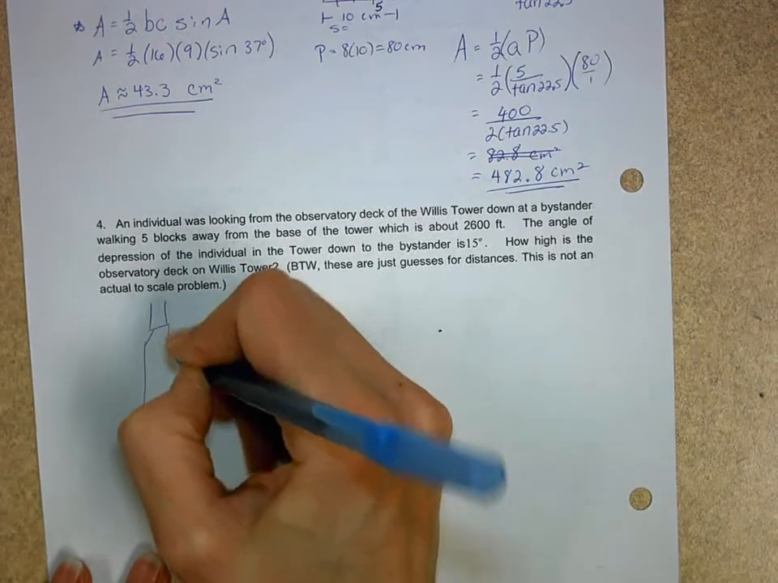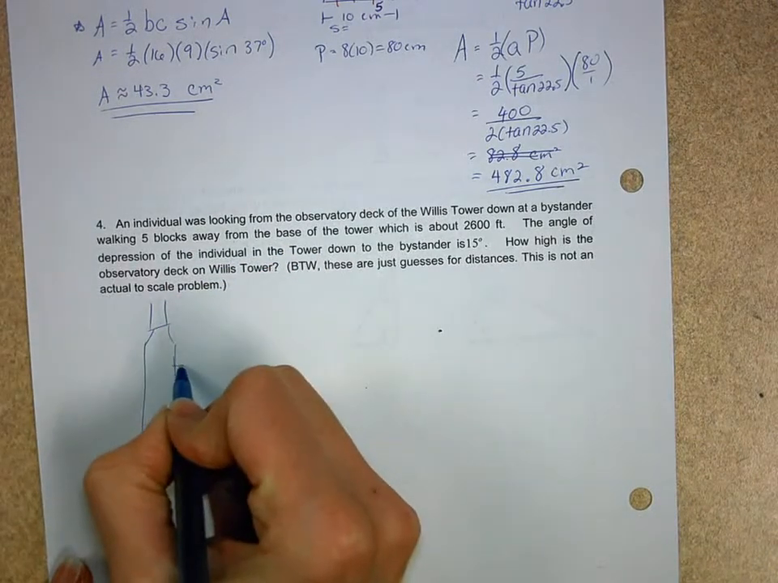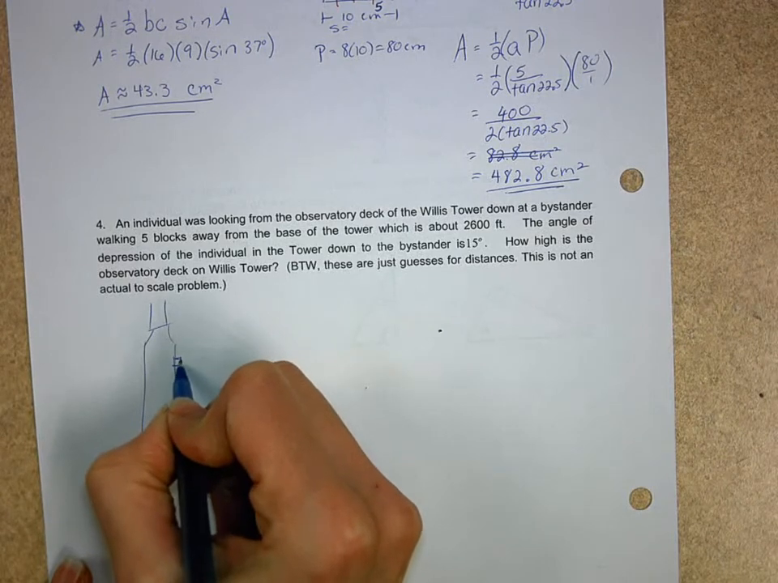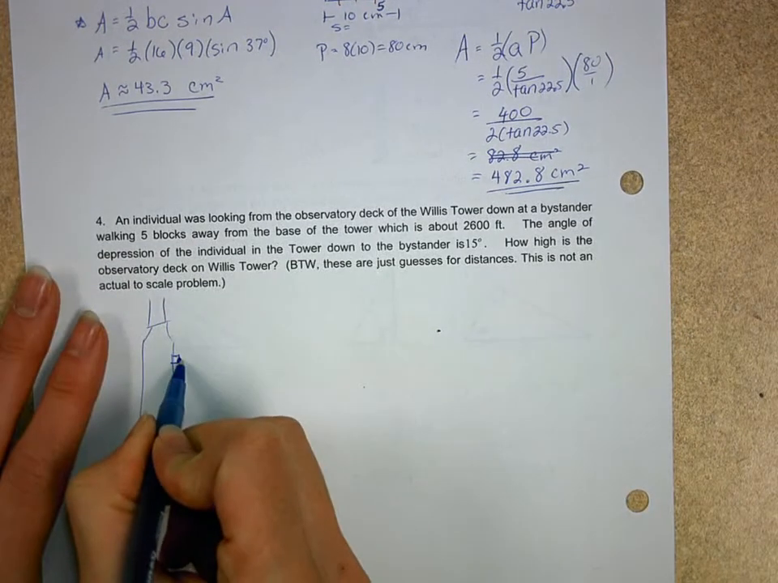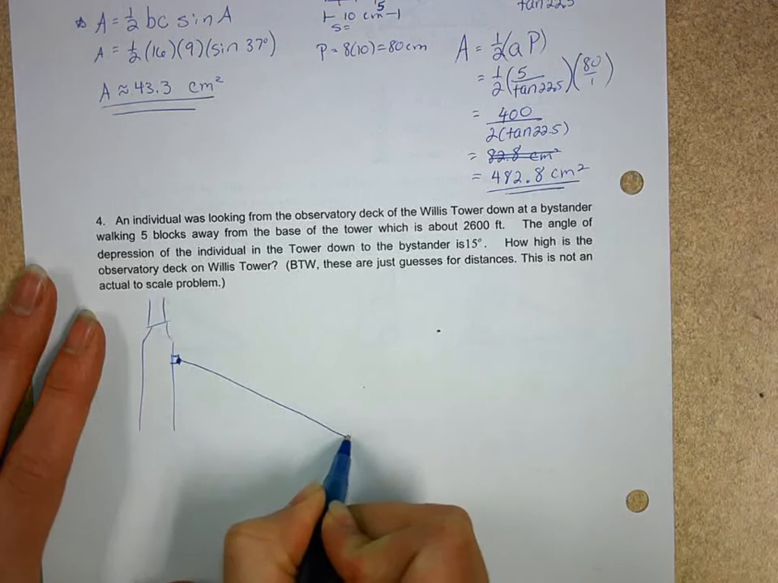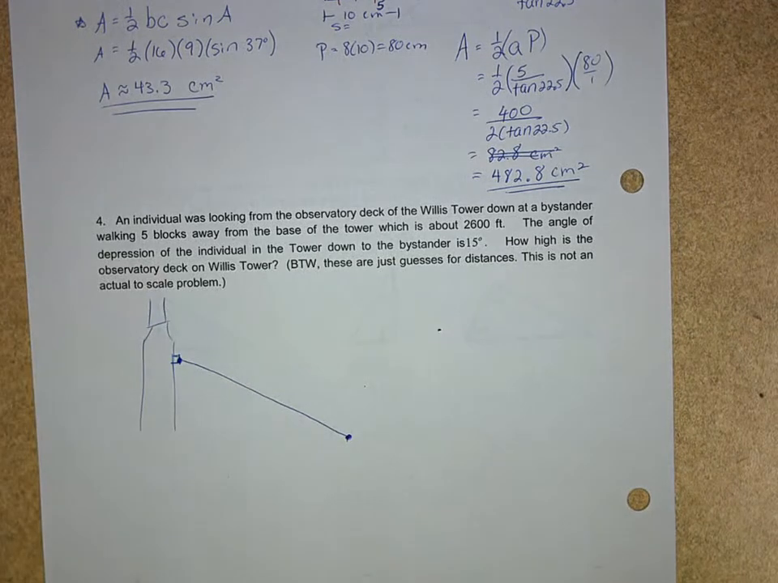Here's Willis Tower. And here's your observatory deck, okay? Remember you have that cool glass thing? So you're looking here, and you're looking down at a bystander over here. Okay, and you're going to be looking like a gnat, an ant by this point because you're so high up. But it's using the angle of depression.